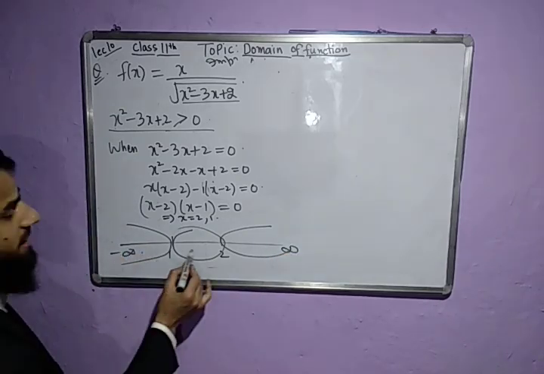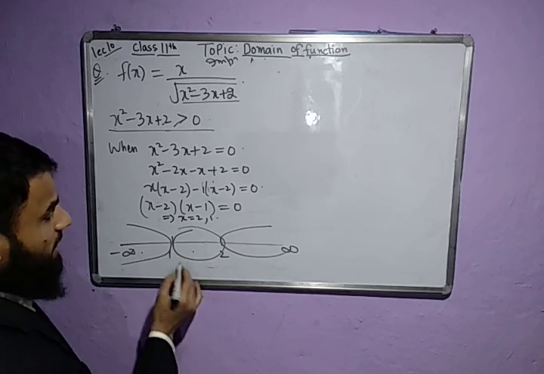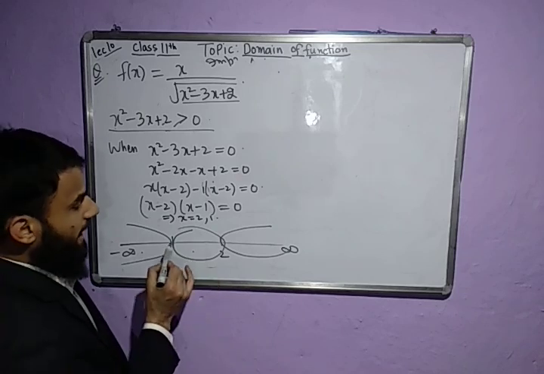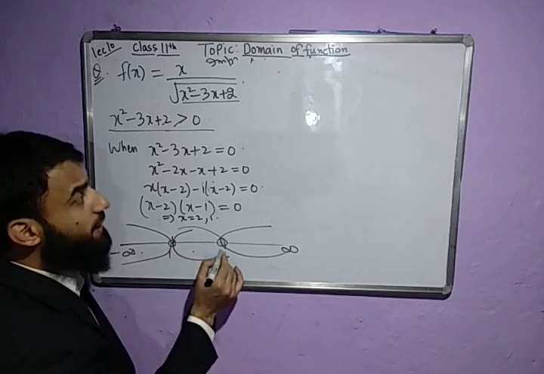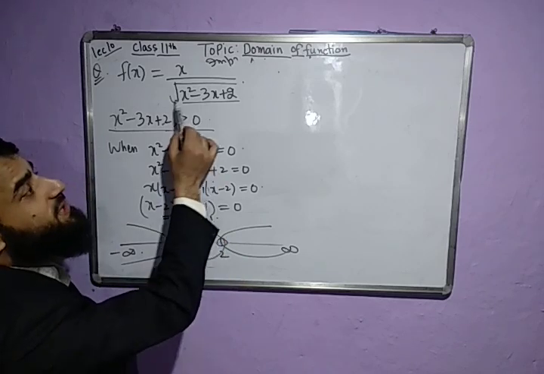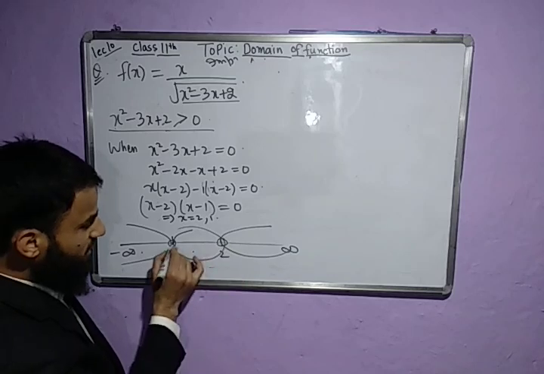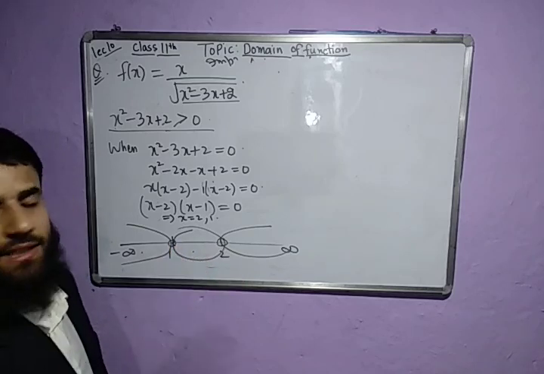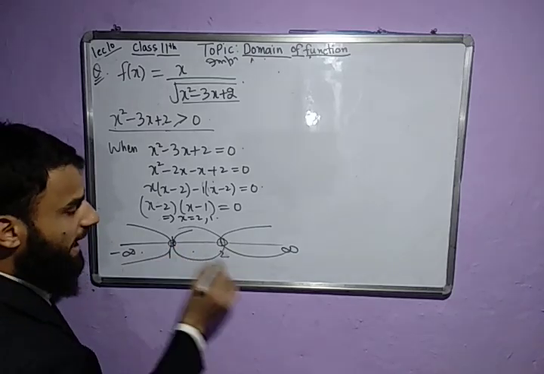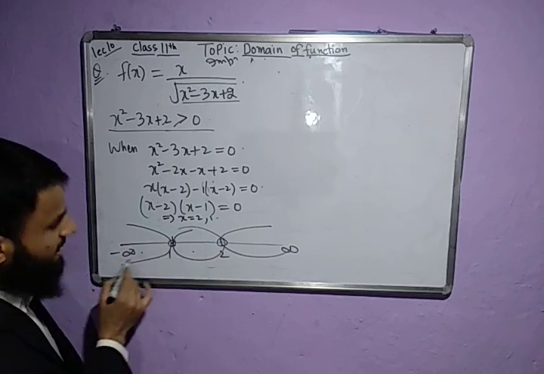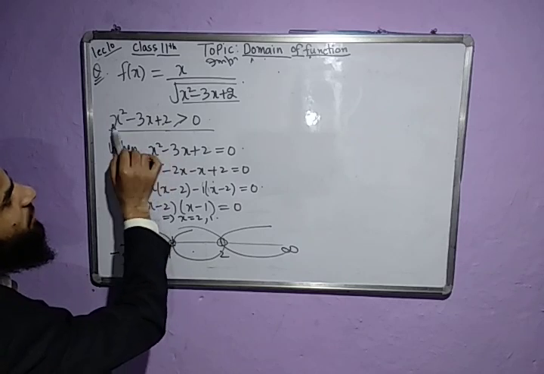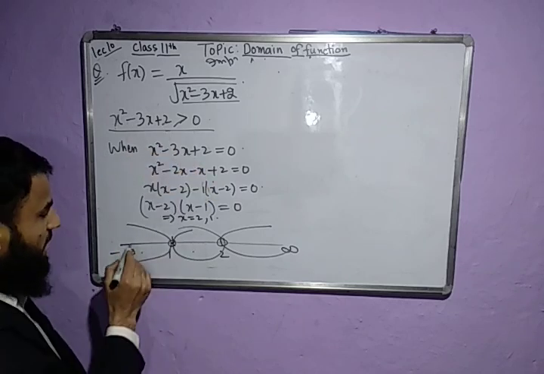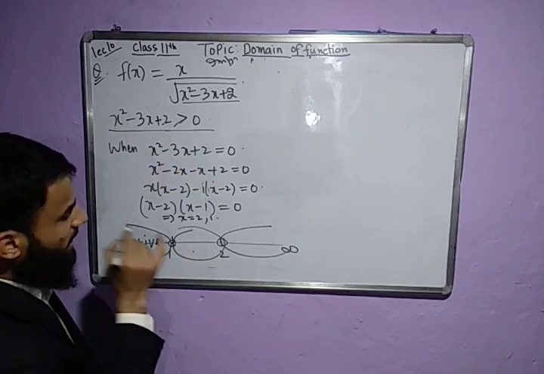Now in this region, let's find what is the result. See, when you take x is equal to 1 and x is equal to 2, you will get a result 0, which is not valid. So therefore, these two possibilities are overruled. The x cannot take value 1 and 2. Let's check for less than 1. Let's suppose 0. When x is equal to 0, 0 square minus 3 into 0 plus 2 is 2, which is greater than 0. Yes, it is positive.